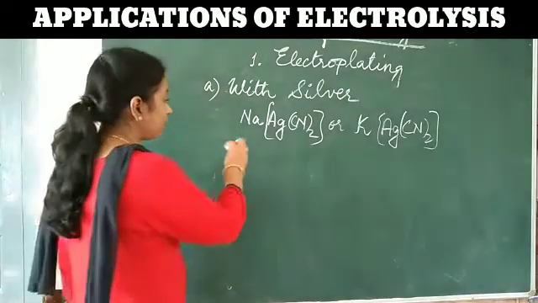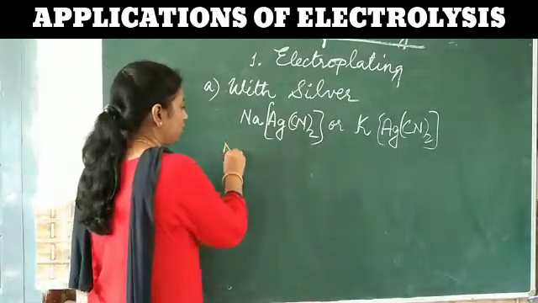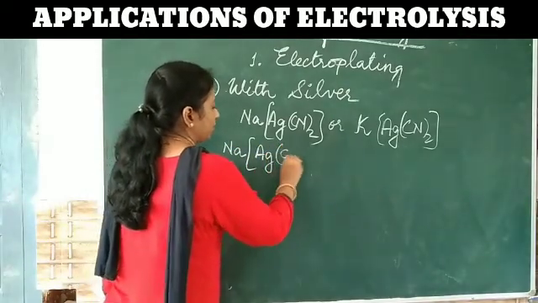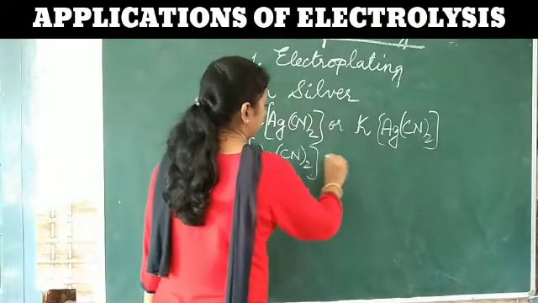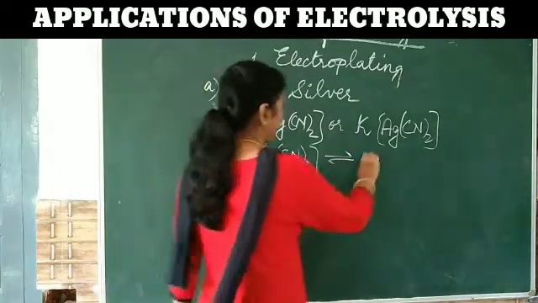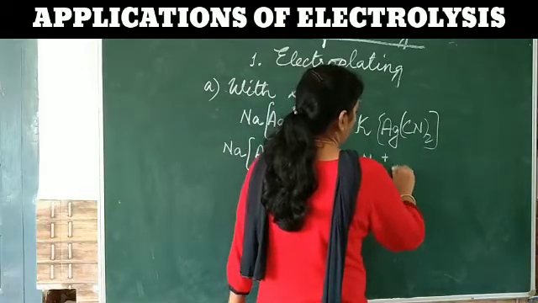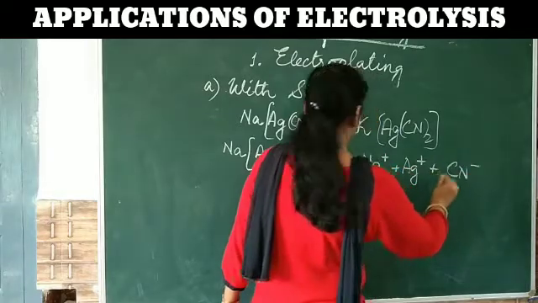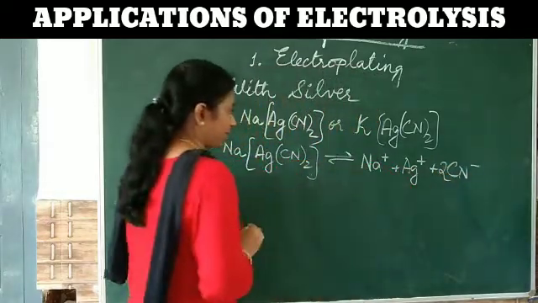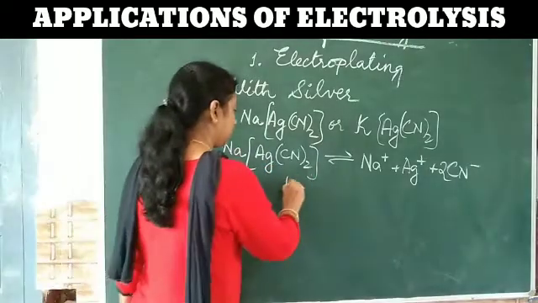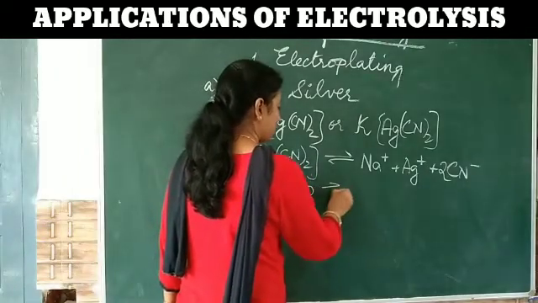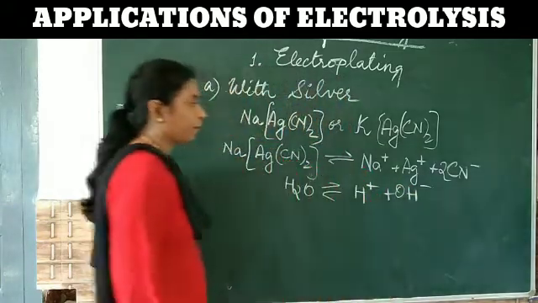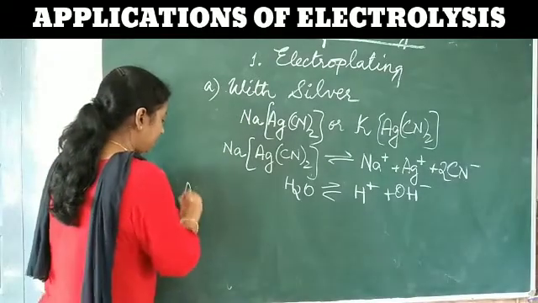Then, if you are taking sodium argentocyanide solution, on ionization, what will you get? Na plus, Ag plus, CN minus, but there are 2 CNs, so 2 CN minus. So this is the thing. H2O, it is an aqueous solution, so water will also give H plus and OH minus. Now at the cathode, what will happen?